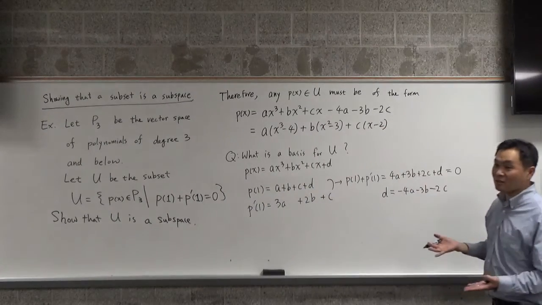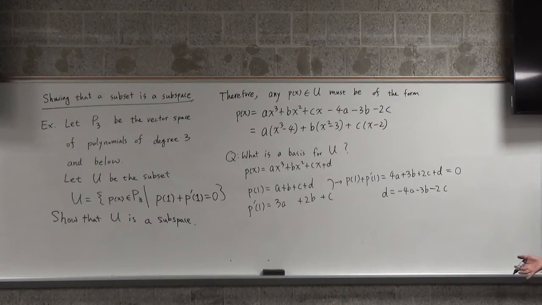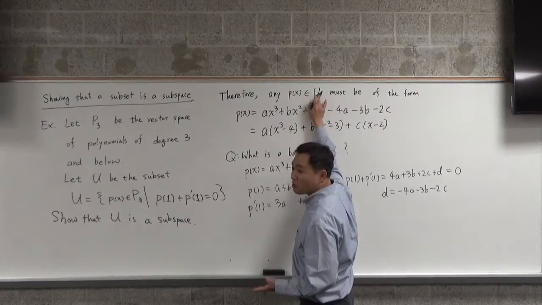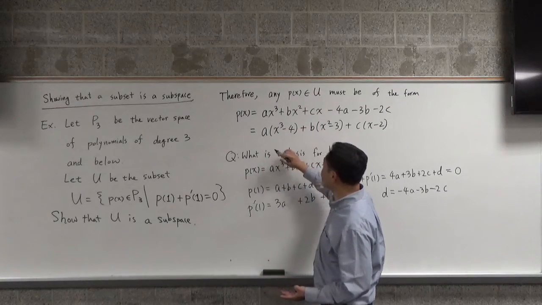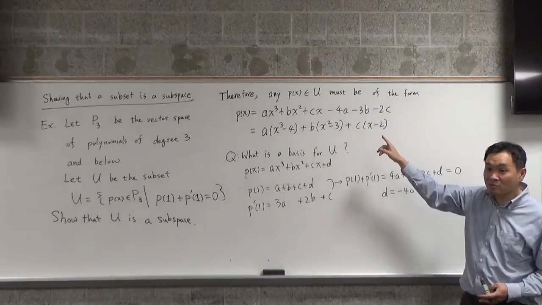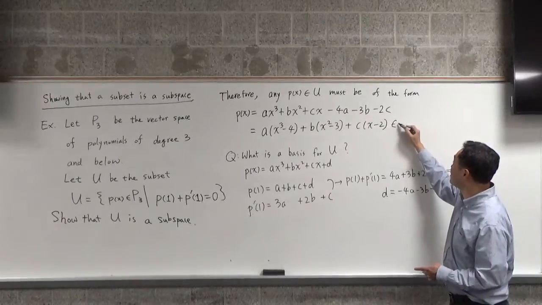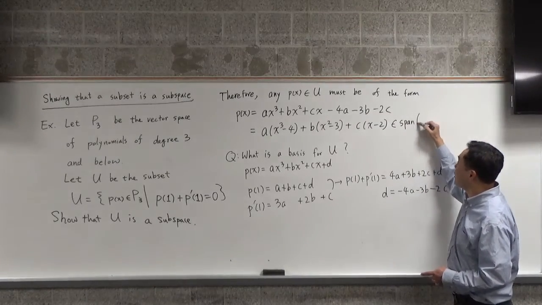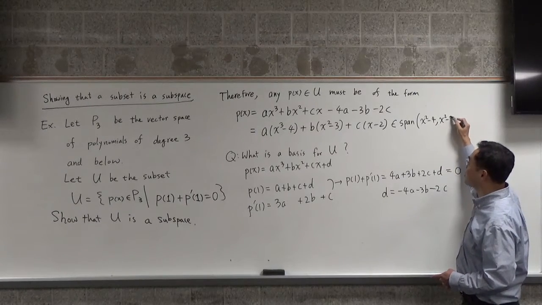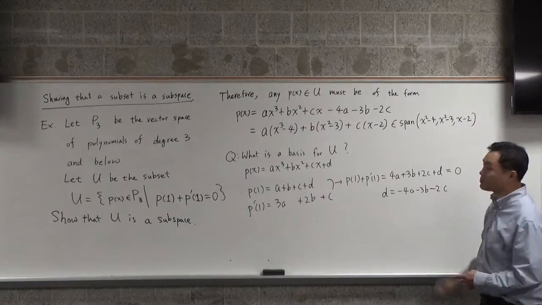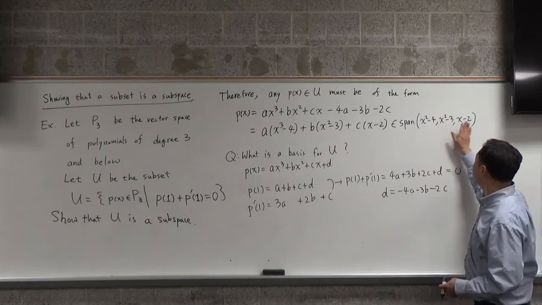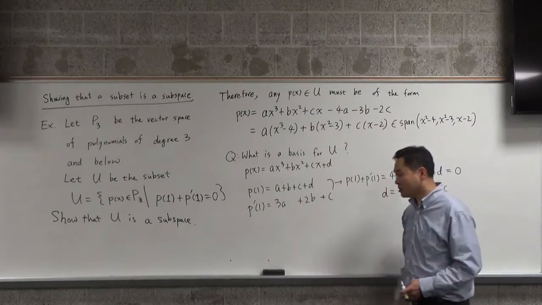And now look, what do we have? We've managed to show that any polynomial in U is in the span of these three polynomials. Is that right? Because that's what span means. So this is in the span of x squared minus 4, x squared minus 3, x minus 2. These are your vectors. You know, these three vectors spanning the entire set. Now, question.